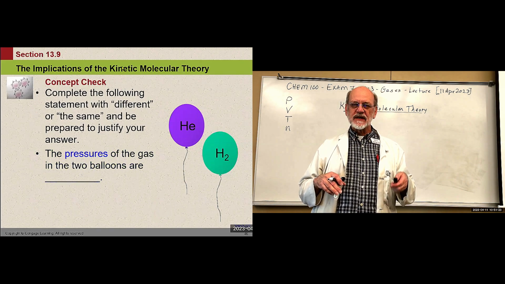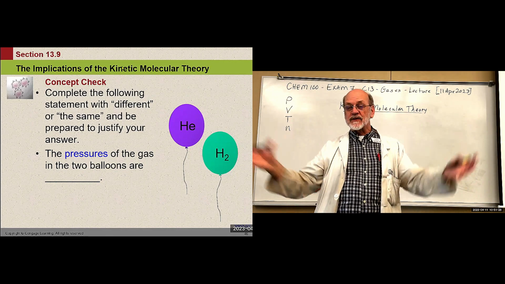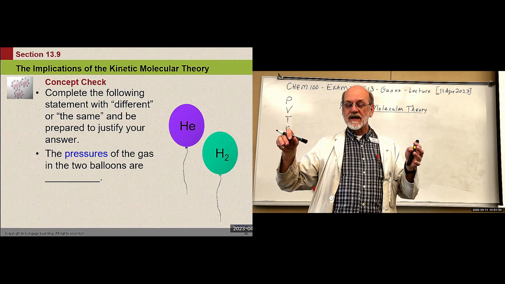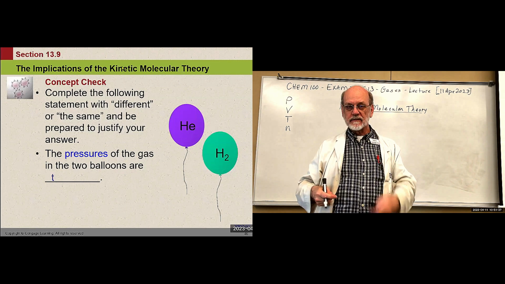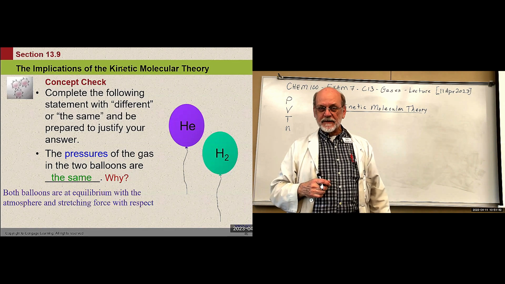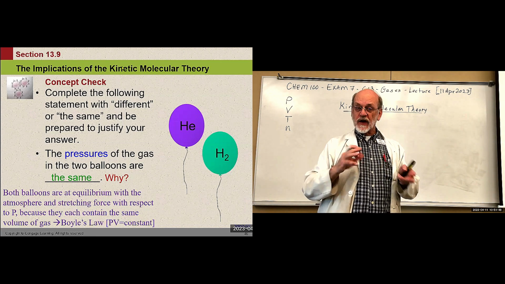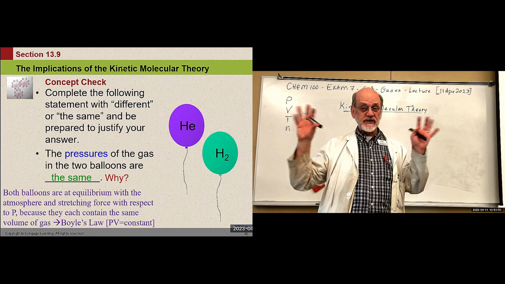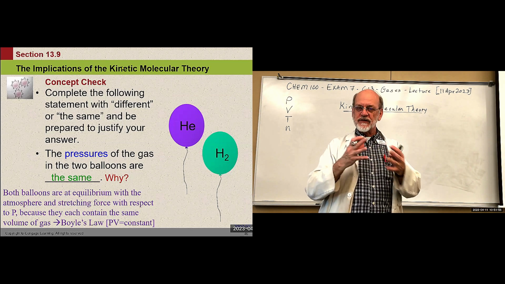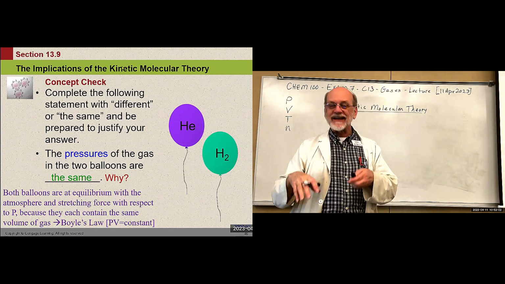The pressure of the gas in the two balloons are what? They're the same volume, they're in the same atmosphere, they're pushing against the same forces from the outside as inside, so the pressures must be equal. They are the same. They're said to be at equilibrium with atmospheric pressure, right? So the pressure volume relationship tells us that if the pressure is the same, the volume has to be the same, and we know the volume is the same. So that justifies our assumption that the pressure inside the balloons are exactly the same.